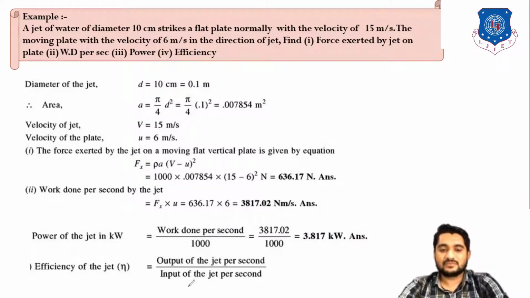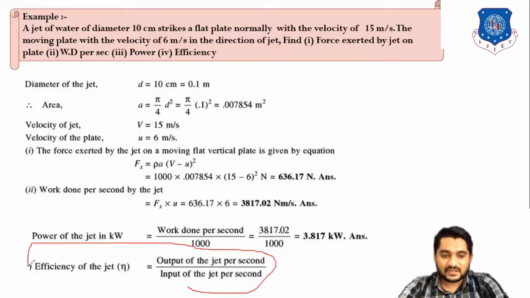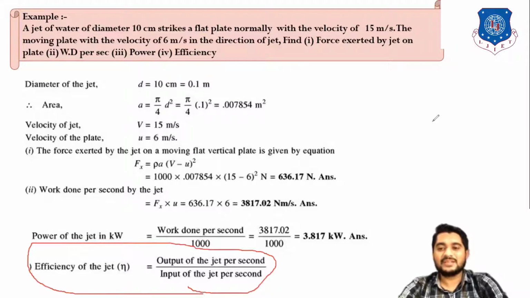At last, we have to find efficiency. This is a new concept, let us take a look at it. Efficiency of the jet. So basically, what do you mean by efficiency? Efficiency means output by input.